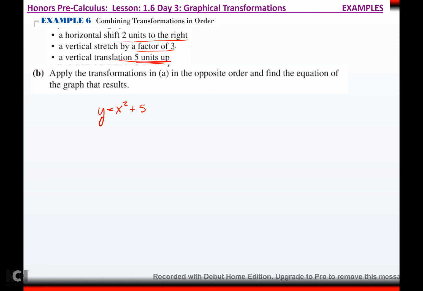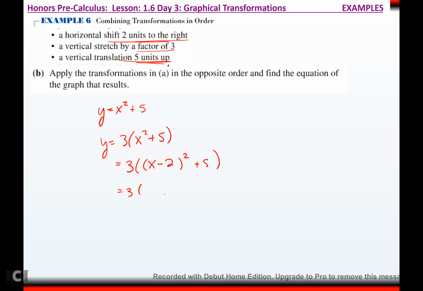a vertical stretch by a factor of 3, which means we take the whole function and we multiply it by 3, which gives me, well, let's not do that yet. Okay, so then we want the horizontal shift of 2 to the right, which means in the square parentheses, we're going to go 2 units to the right, which would mean minus 2.